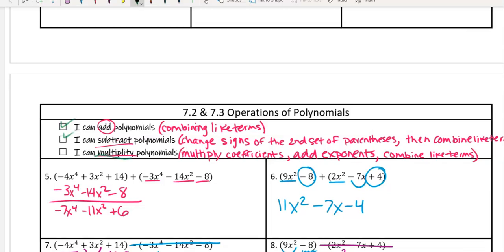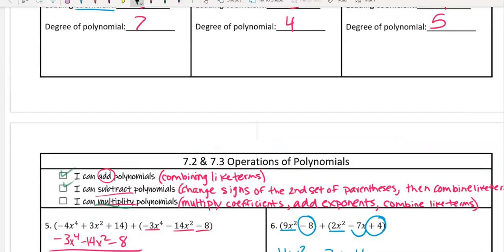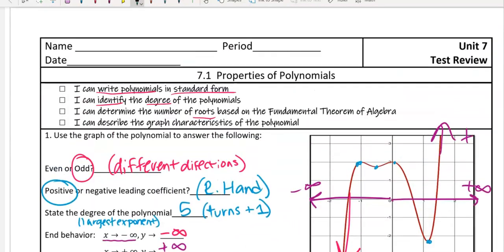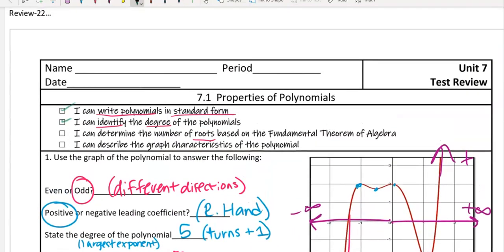Like maybe multiplying polynomials is not your strong suit. So go back and study that. These success criteria being here will be a nice guide as to what you need to study and what you need to focus on more during the next couple of days of studying.